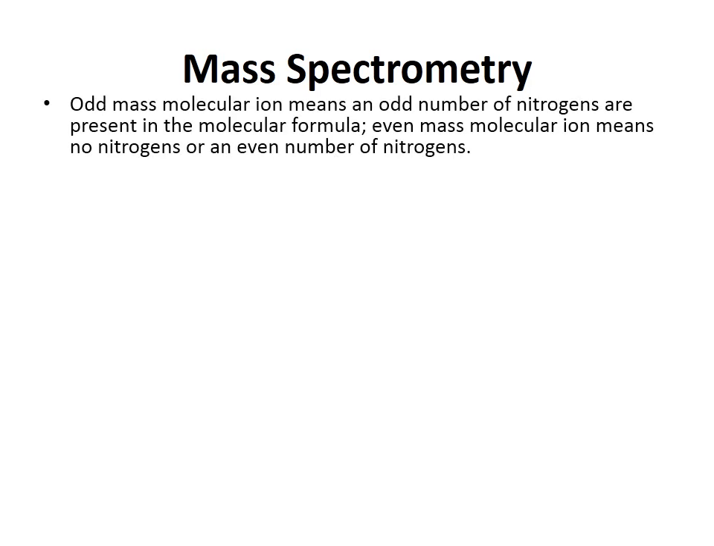An odd mass molecular ion has a very important distinction. It means an odd number of nitrogens are present in the molecular formula. Even mass molecular ion means no nitrogens or an even number of nitrogens.